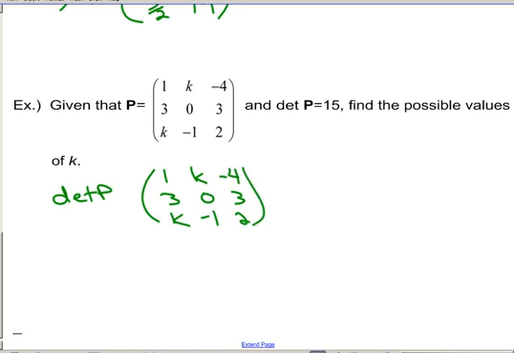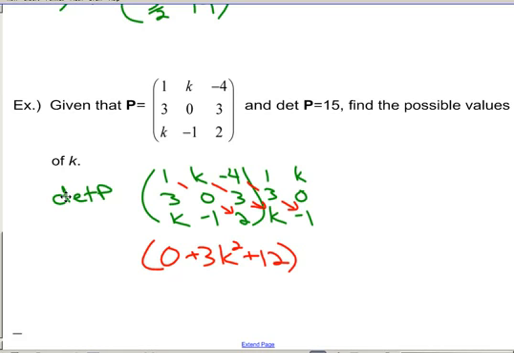I'm going to write the matrix and then rewrite the first two columns. Go for the downward diagonals. That'll give me 0. I'm multiplying through here. Plus 3k squared. Plus 12.